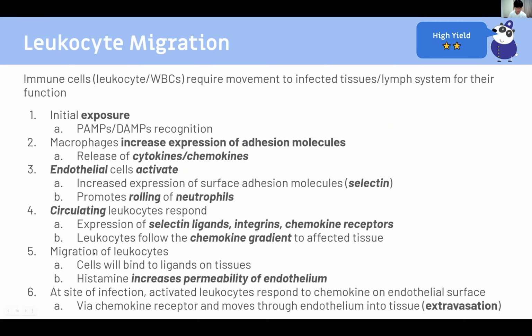Then there's also the migration of the leukocyte itself. So the cells will bind to ligands and tissues, and histamine, which is also going to be released, will increase the permeability of the endothelium, which makes it easier for the leukocytes to come into the tissue. And at the site of infection, activated leukocytes respond to chemokine on the endothelial surface. And this is done via the chemokine receptor, and it moves through the endothelium into tissue. And we call this extravasation.